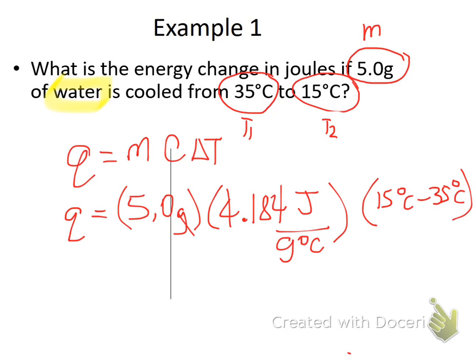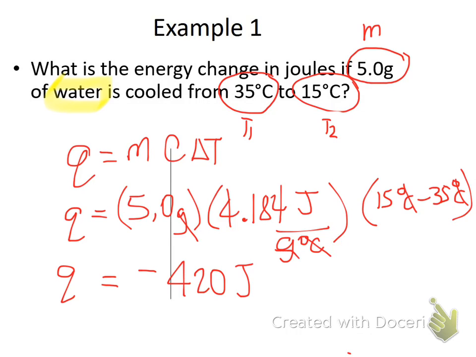All right. We cancel my units. Grams, grams, degrees Celsius. Fully canceled out. My answer then should be in joules, and all I have to do is multiply these three numbers together. Go ahead and do that. I'm going to check in with you. The correct answer here is negative 420 joules.